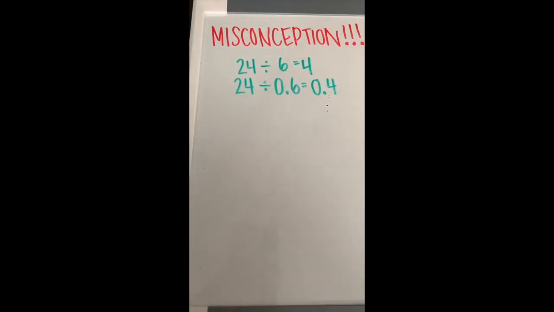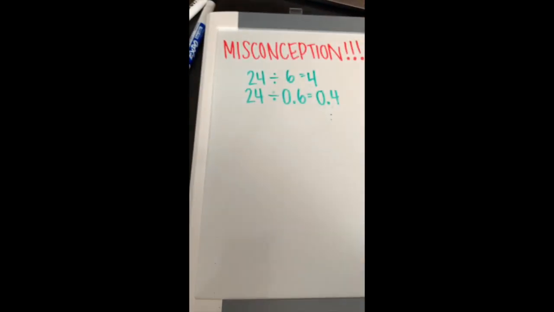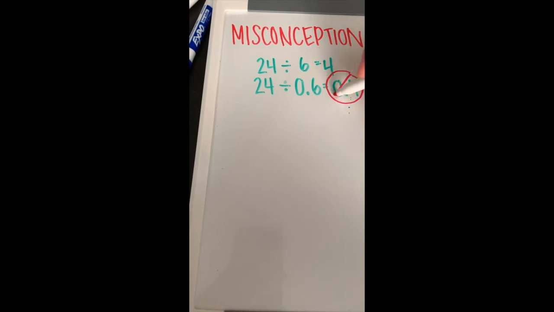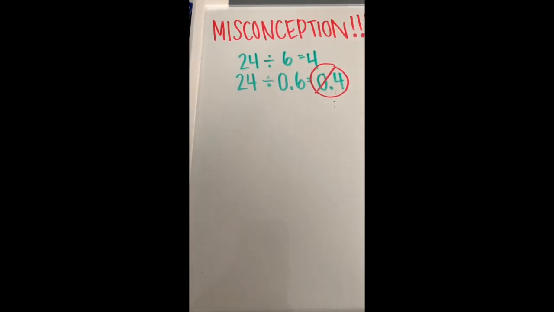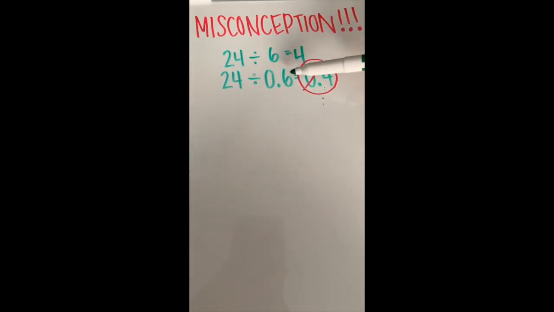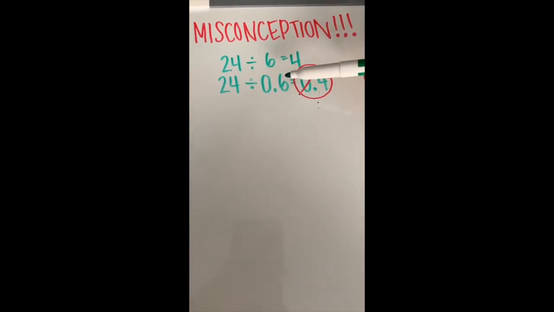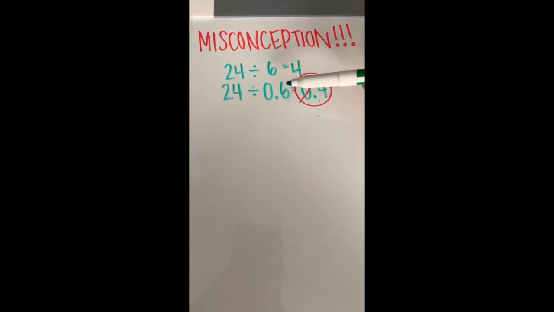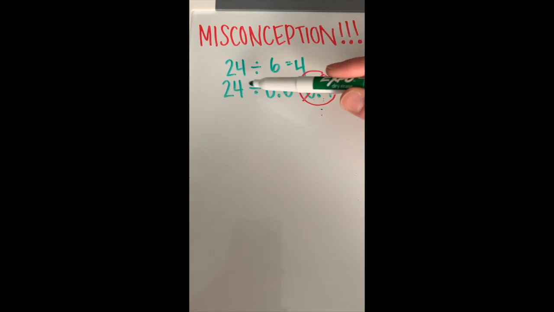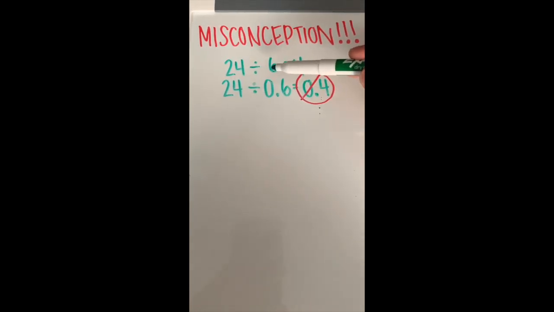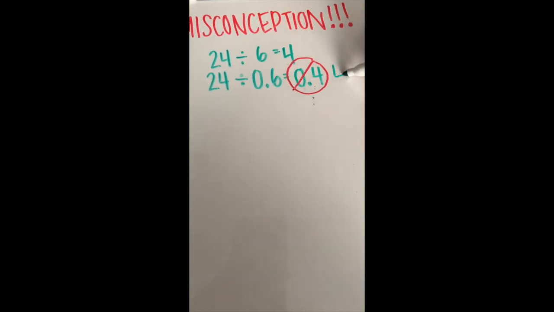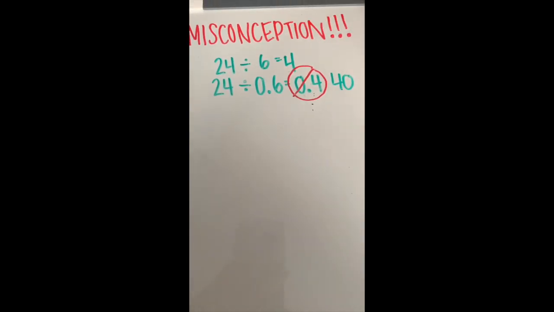This is not correct. Let me get my red marker to make sure we know. This is not correct. When we're dividing decimals, when our divisor got 10 times smaller, that means it's going to take 10 times more of these to fit into here than it did here. So our answer is definitely not going to get smaller. It's going to get 10 times greater.